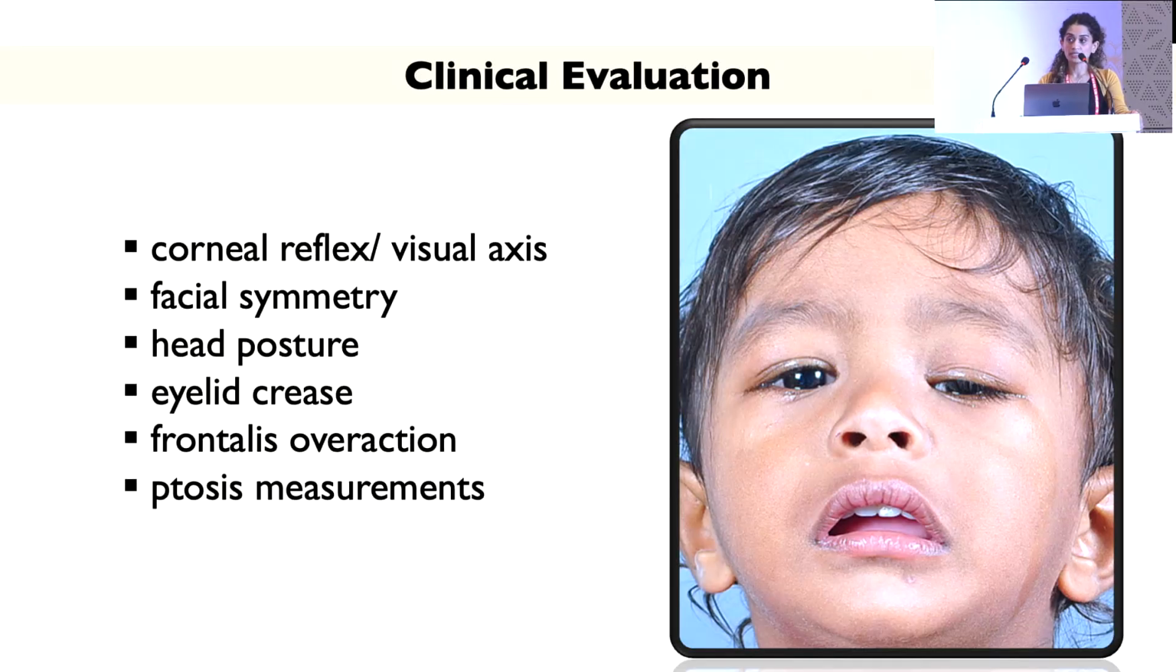Now, important and directly related to ptosis evaluation, in a child when they present with a congenital ptosis, is corneal reflex. That means the visual axis, whether it's exposed or covered, the facial symmetry, head posture, eyelid crease, frontalis overaction, and ptosis measurement. So this child has a left eye where the eyelid is completely covering the visual axis, corneal reflex. So there is a high risk of amblyopia in this child.